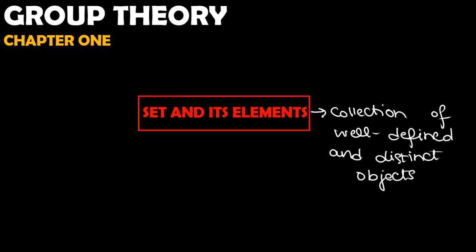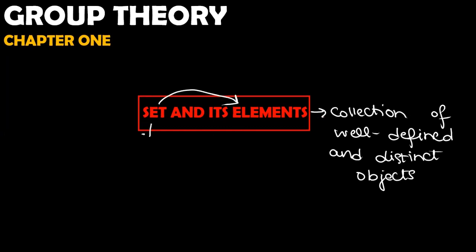By well-defined, we do not mean defined well only, but we also mean that the collection of the set should not be ambiguous. There is no ambiguity in that. We are very clear about which type of objects and which type of collection we are talking about. So this is a very important thing.